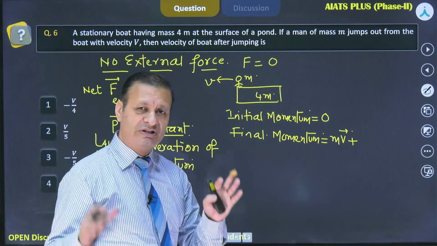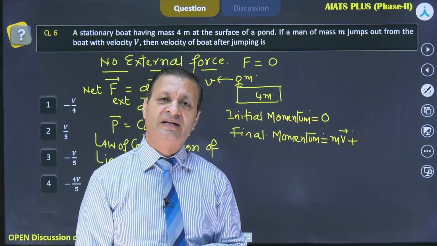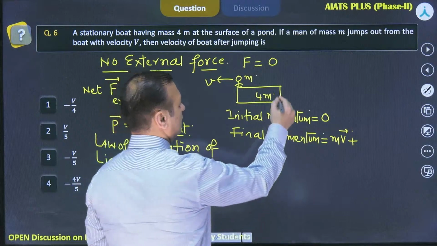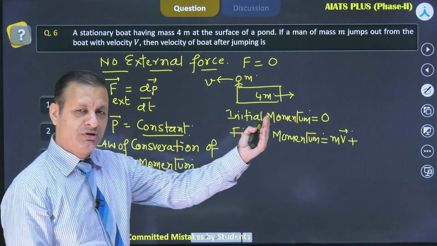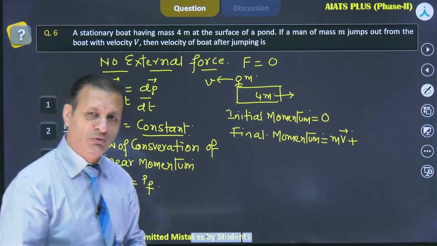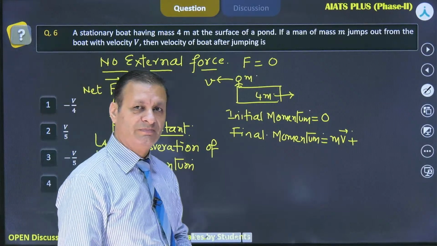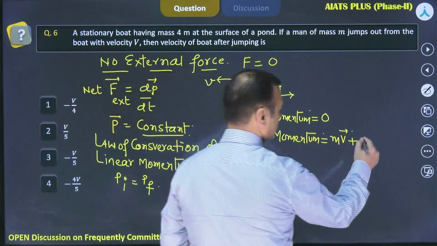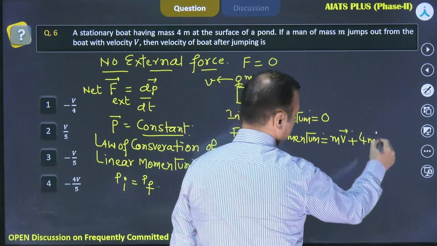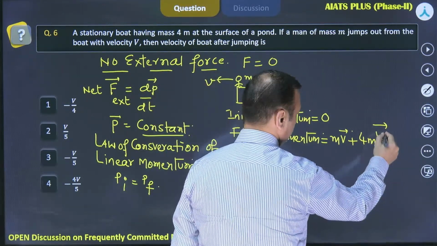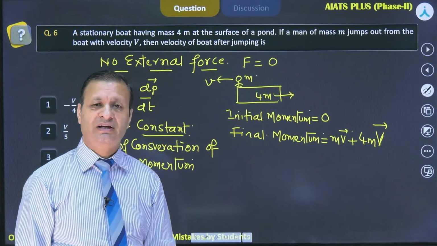So just to conserve that momentum, just to maintain that momentum as 0, definitely the boat will be pushed off. The moment you jump, the boat will move backward. So this is the mass of the boat, and let's suppose this is the velocity. So this is capital V. I am keeping this velocity as capital V.